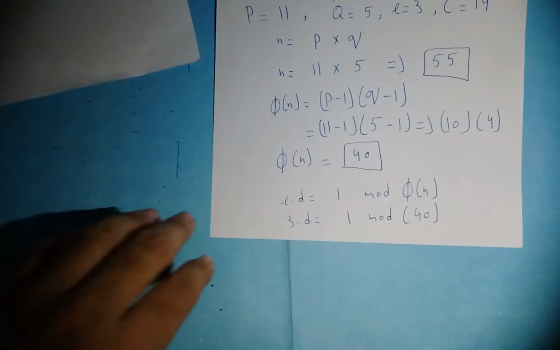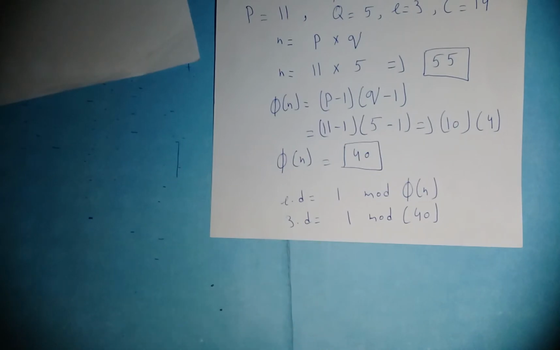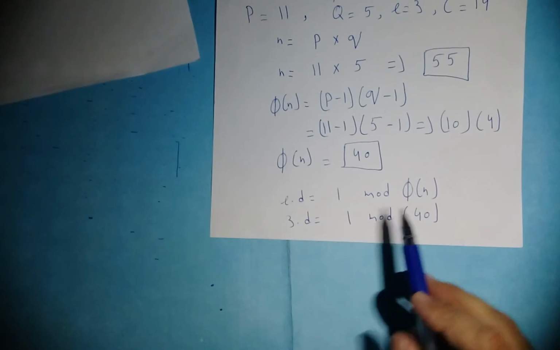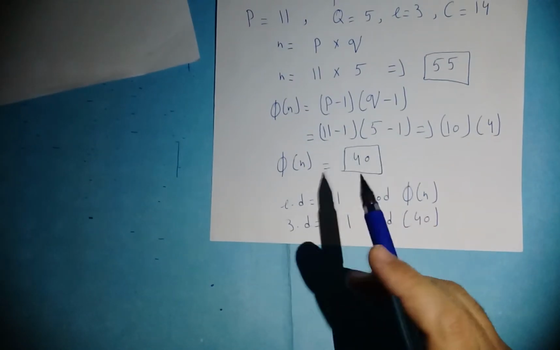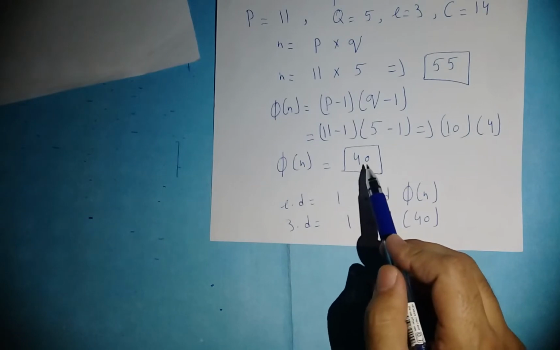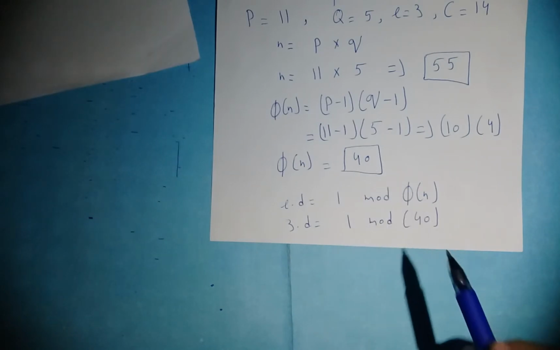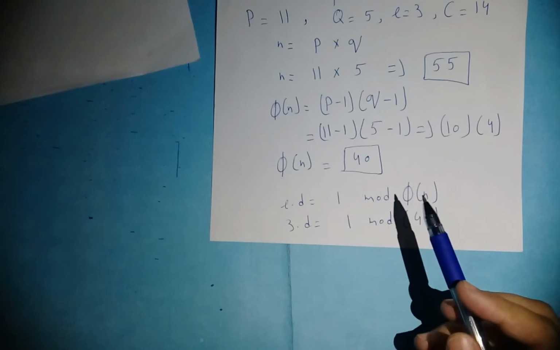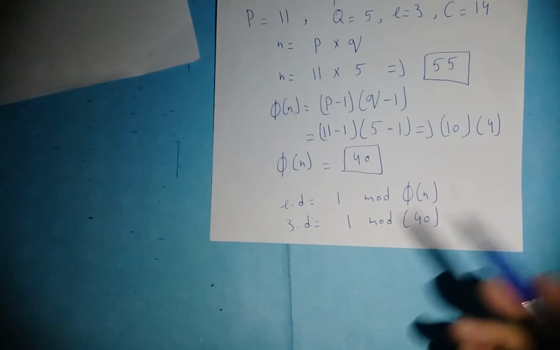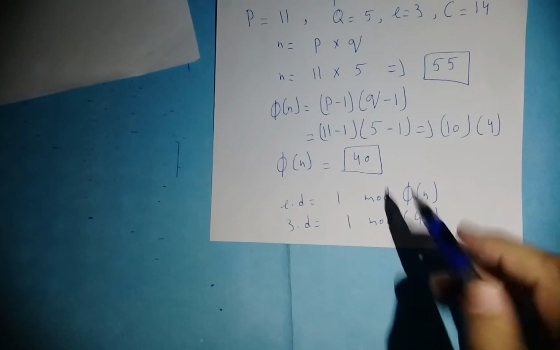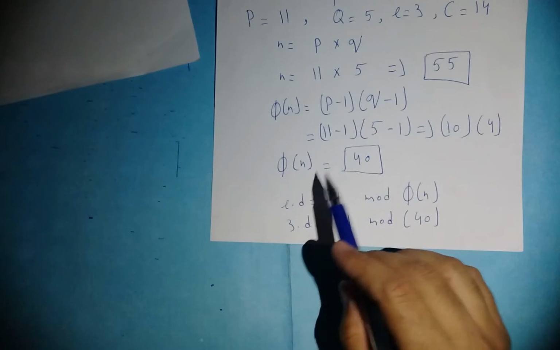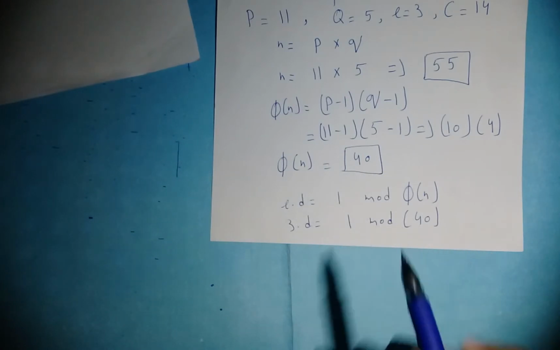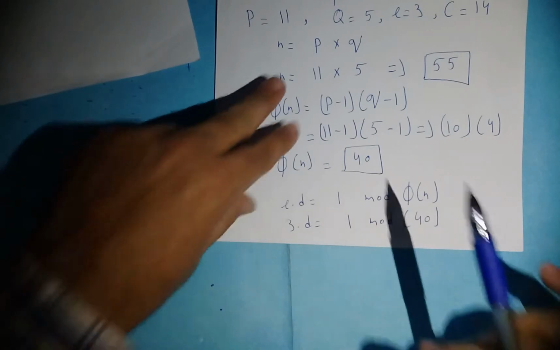For finding out the value of d, I have to make the table of 40. Why 40? Because the value of phi n I've got is 40, so that's why I have to make the table of 40. In case you get the value of phi n like 30, then in that case you have to make the table of 30. But here in this question I've got the value of phi n is 40, so I am going to make the table of 40.